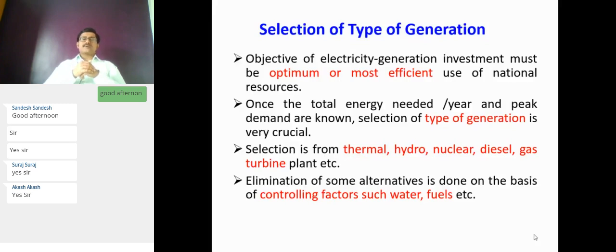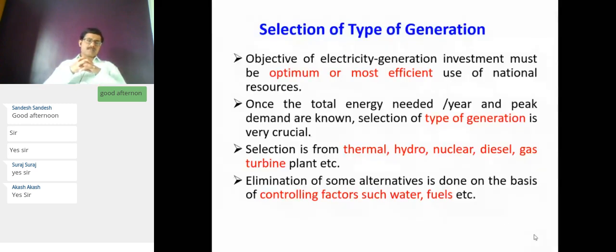You need to make a proper choice of which type of power plant would be suitable for this location, so that I can satisfy the maximum load or the peak demand of that region, and also meet the requirement of the total energy for the consumers within that area. So that is nothing but point two.